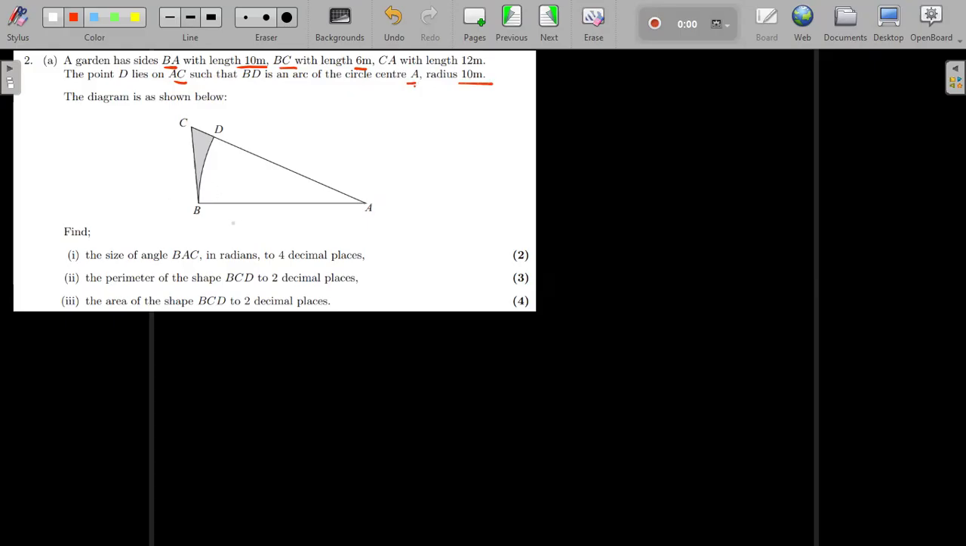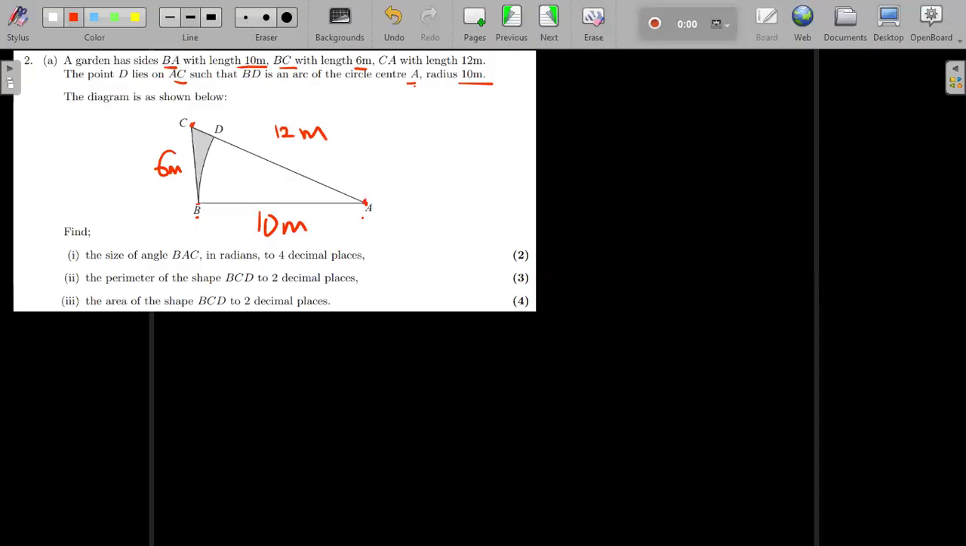In this diagram, let's label the sides that we've been given. First of all, we've been told that BA is 10 meters, so BA is from here up to there. Then we've also been told that BC is 6 meters, from here up to there. We are also told that AC is 12 meters, so the distance from C all the way up to A is 12 meters.